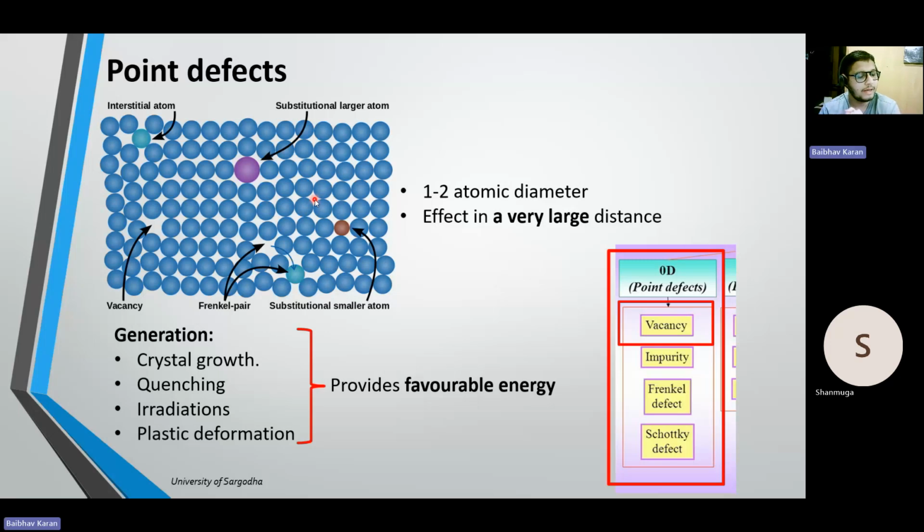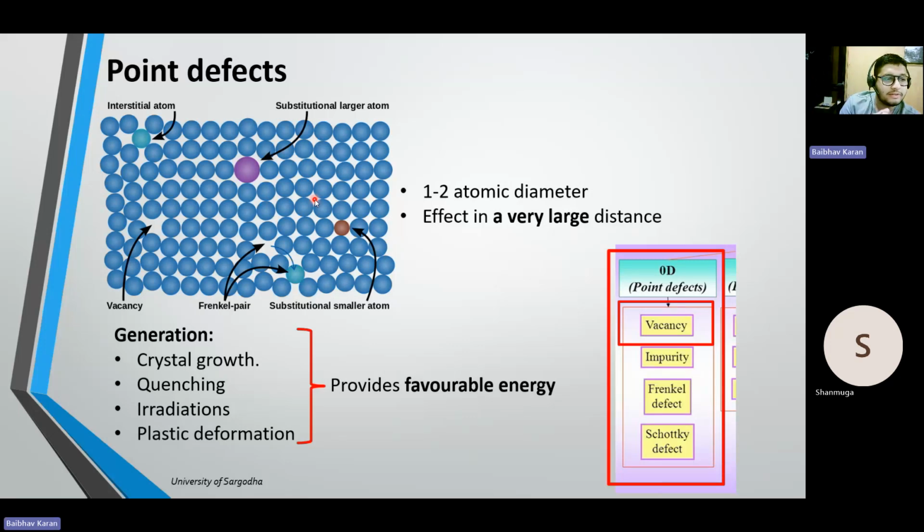Then one may ask the question, how are these defects generated? Because if we make a crystal, we always want the crystals to be perfect, without any defects. So how are these defects generated in a crystal?